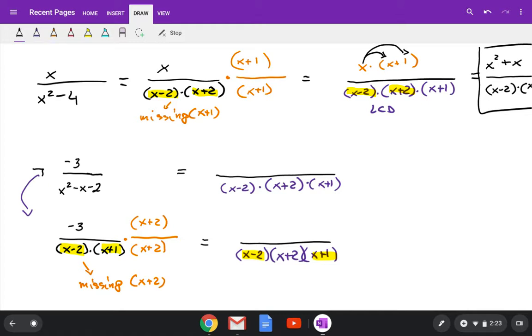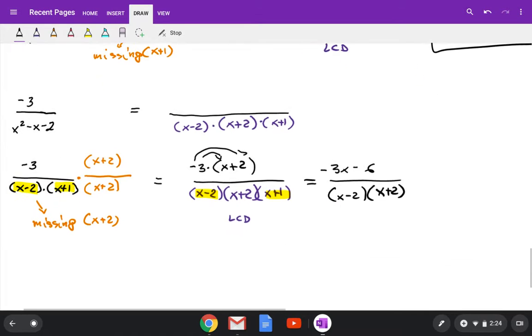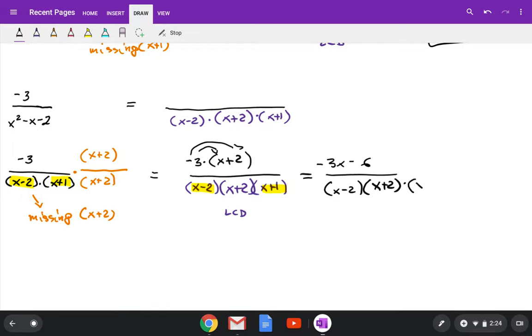And now we're going to multiply numerators together. So we have negative 3 times x plus 2. And the denominator is ready, which is our LCD. You can do one extra step, which means distribute negative 3 to both. So that will be negative 3x minus 6 over x minus 2 times x plus 2 times x plus 1.